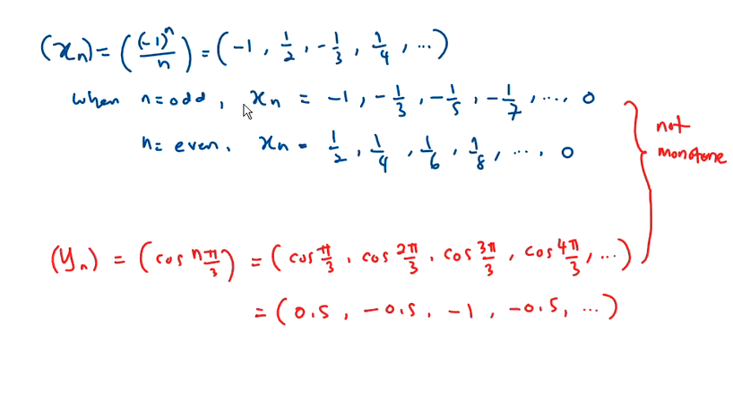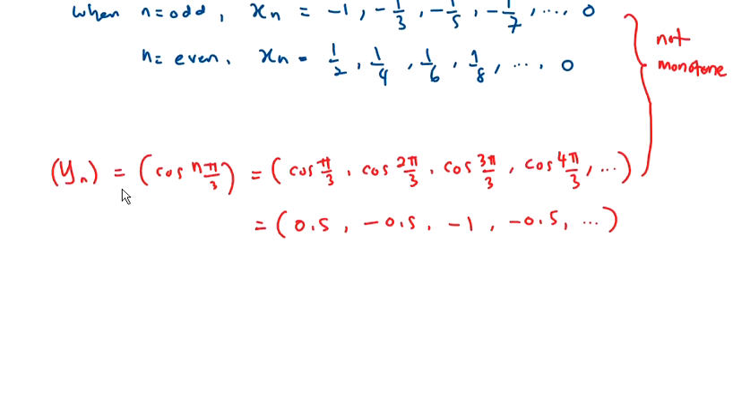Why? Because S1 is minus 1. So minus 1 is less than half. But half is greater than 1 over 3. And then 1 over 3 is less than 1 over 4. So since it is not increasing or decreasing, it is not monotone.